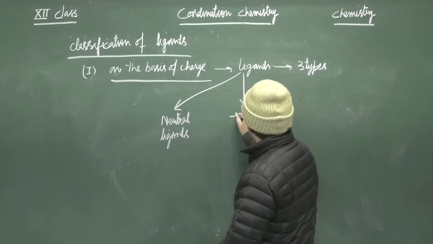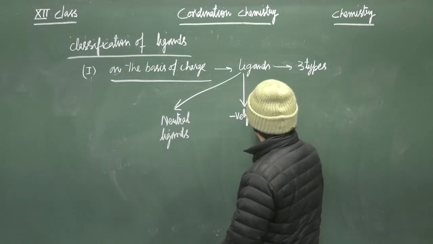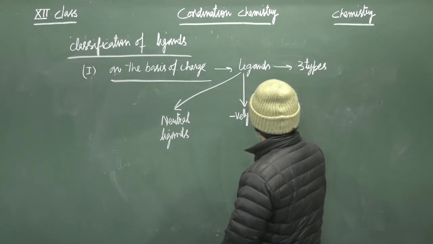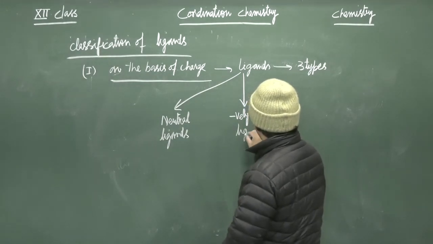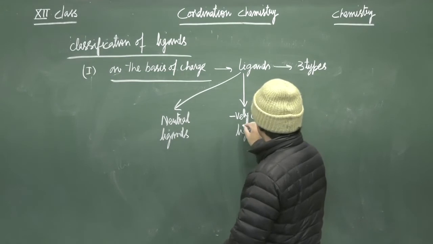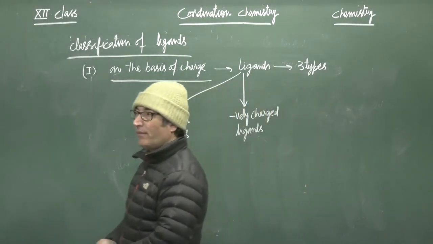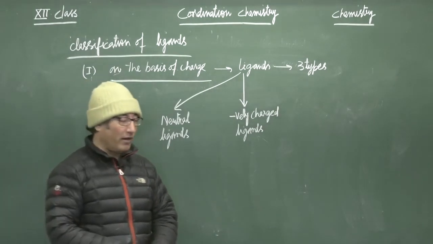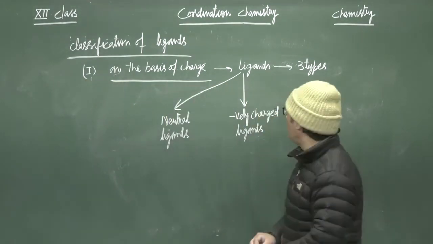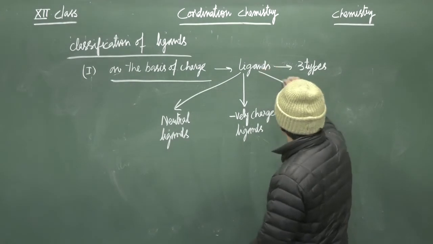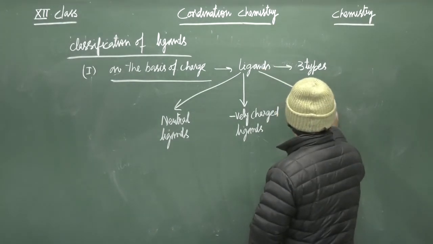You can have negatively charged ligands. And I have given you many, many examples of negatively charged ligands, like cyanide, like isocyanide, like chloride, like bromide, like iodide. They're all negatively charged. And the third one is the positively charged ligands.